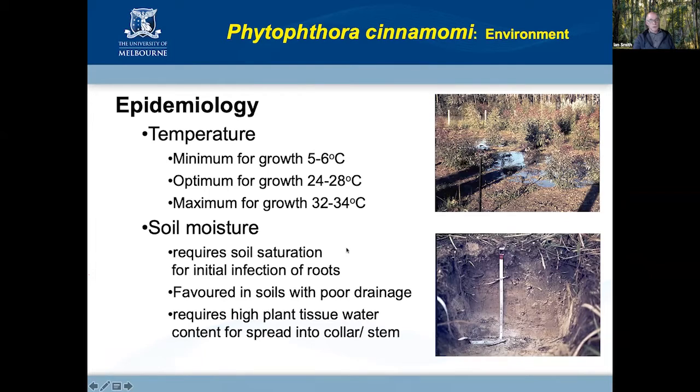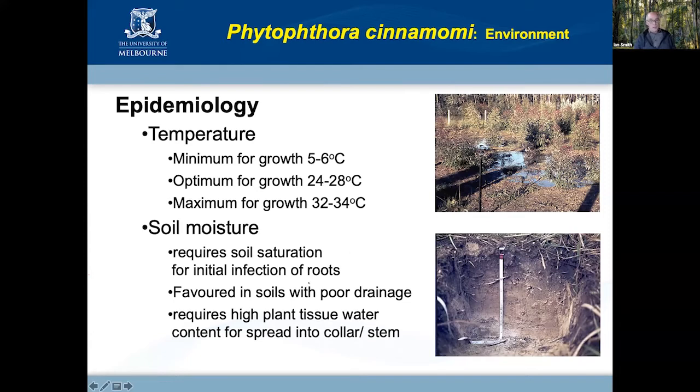Soil moisture is the other one, as I said. You have to have fully saturated conditions, as you can see here in this case, where you get these perched water tables just above the soil. You can see here the soil's got a clay pan with sandy soil above it, and that's the ideal condition for the pathogen being able to get into trees and plants.